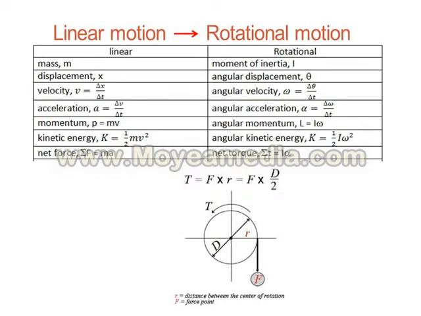At the outset, here is a tabular form which shows the parameters of a linear motion system and that of a rotational motion system. Our electric drive being a rotational motion system. A linear motion system or a straight line motion system is characterized by parameters like mass, displacement, velocity, acceleration, momentum, kinetic energy half mv square, and force equal to ma, mass into acceleration.